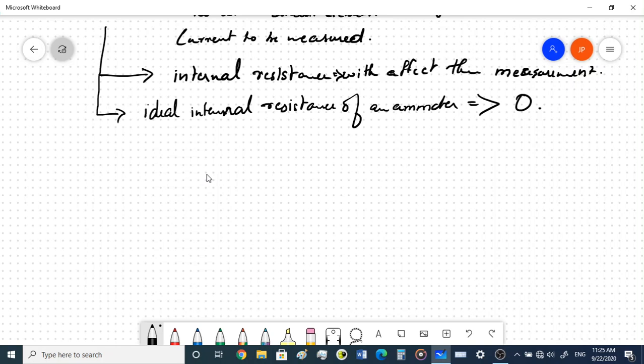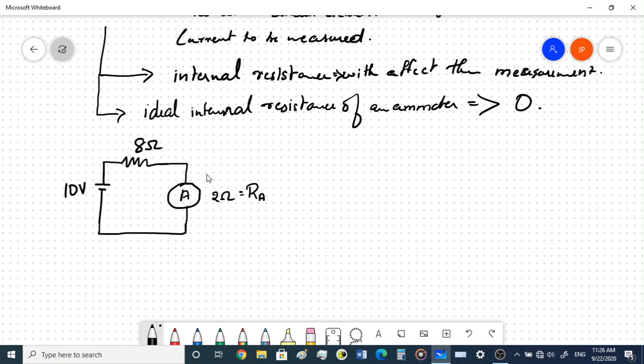So we can understand the error by looking at a very simple circuit. Let's say we take a voltage source of 10 volts, and then a resistance of 8 ohms, and let's say you have an ammeter over here, and this ammeter has a resistance of 2 ohms. The internal resistance of the ammeter is 2 ohms.